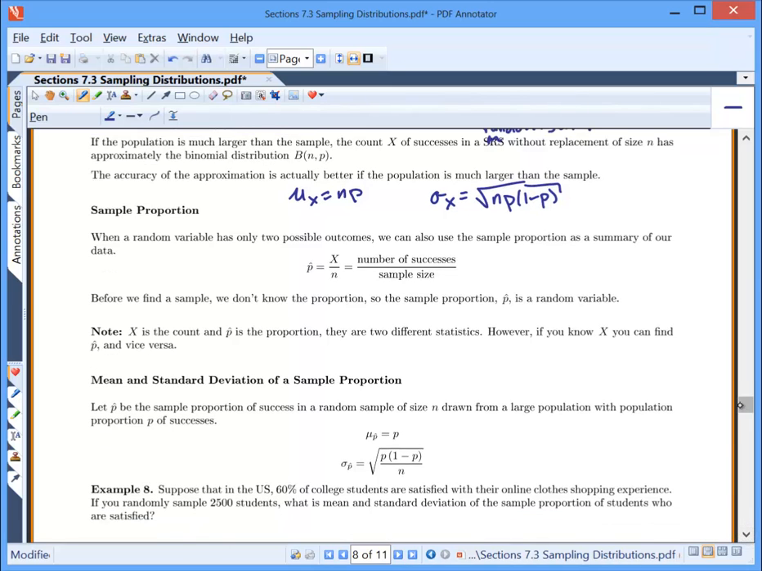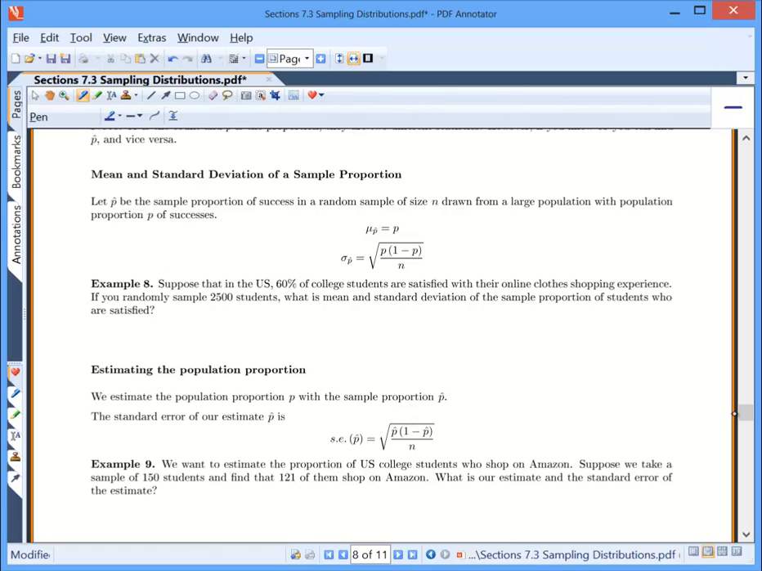Okay, we have the mean and standard deviation of a sample proportion. So let p hat be the sample proportion of success in our random sample, with a population proportion p of successes. Our mean for all of the possible values for p hat, because again p hat changes from sample to sample, so it's its own random variable. And so if I found all of the possible samples and all of the possible sample proportions, then I would have this data set, and I could find the mean and standard deviation of that data set. So that's what these are. So the mean for all the possible sample proportions is equal to p, the original population proportion, and sigma for p hat is the square root of p times 1 minus p over n.